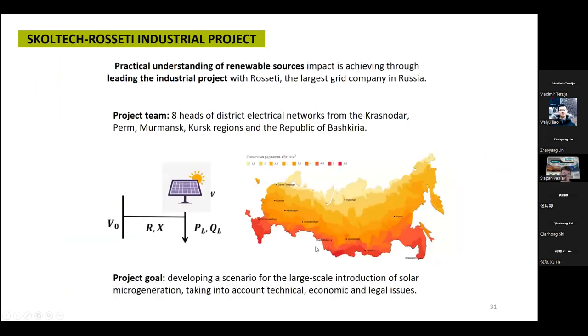For the purpose of practical understanding of renewables, I was engaged as a team leader in an industrial project with Rosseti. Rosseti is the largest grid company in Russia. Krasnodar territory was chosen as the region under consideration as the most favorable for the construction of solar power plants according to the irradiation map.